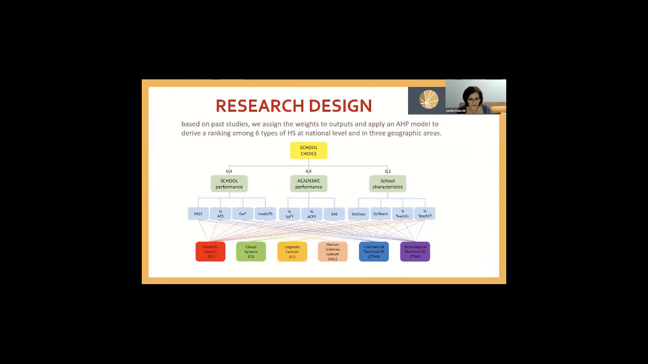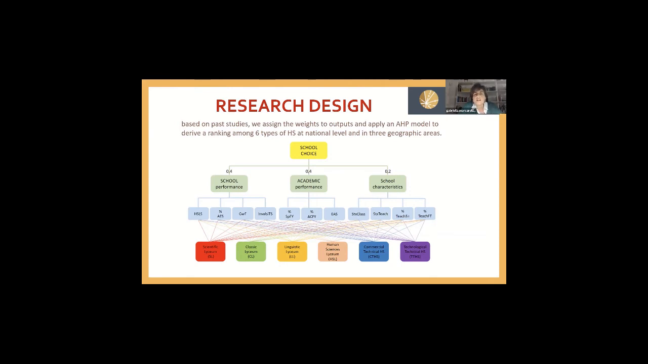Okay. In the second step of our study, we propose an ISAHP model to hierarchically represent the school choice problem. We analyze data related to Italian high schools with regard to 3 criteria: the school performance, academic performance, and school characteristics. For each criterion, we consider a number of basic indicators. For example, to analyze the school performance, we consider the high school leaving score or the Invalsi test score. To evaluate academic performance, we take into account the percentage of students passing the first year. As regards school characteristics, we analyze the number of students per class and the percentage of teachers employed for more than 5 years.